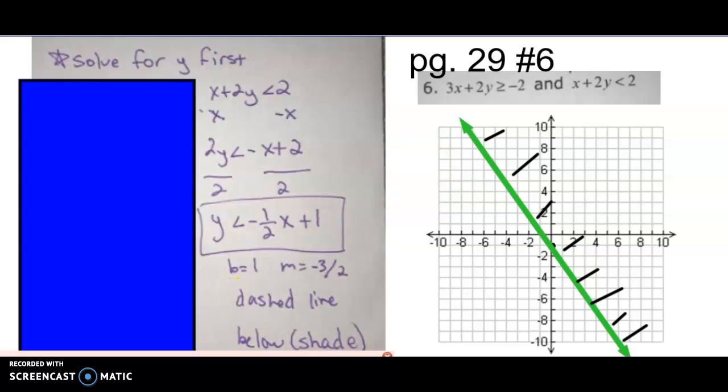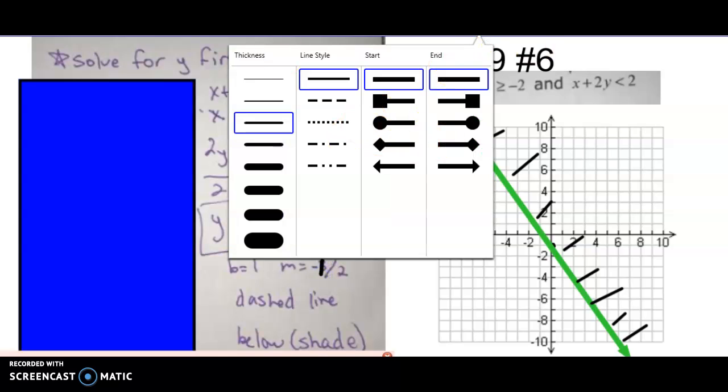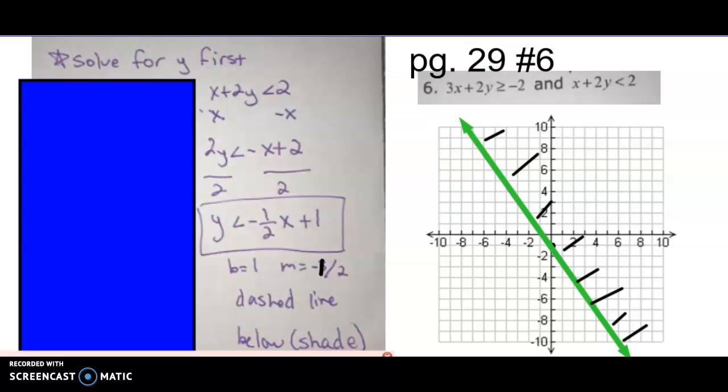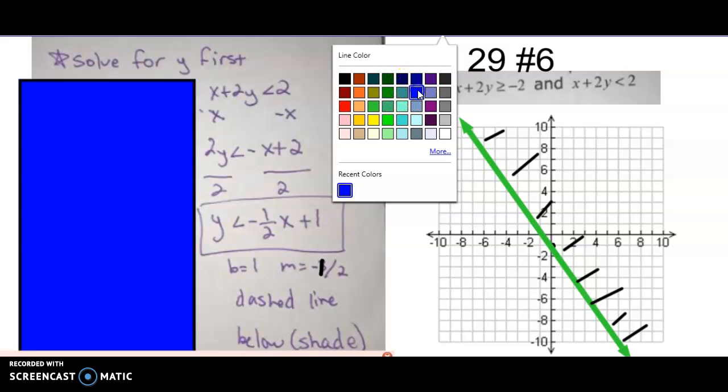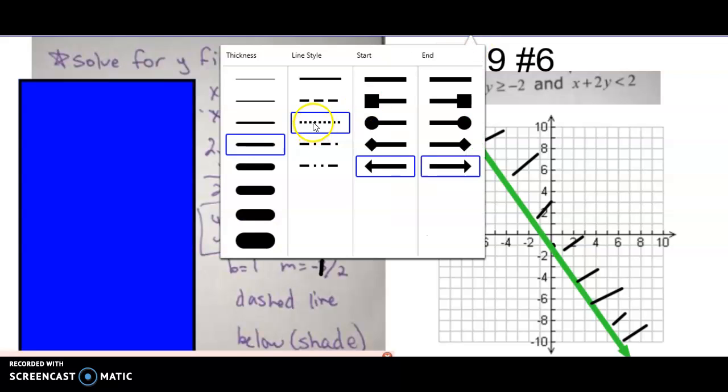Okay, so I'm going to plot that line using the y-intercept and the slope. I don't know why I put negative 3/2. Silly. I meant negative 1/2. See, here's a dashed line. I'll use a different color. It'll be dashed. Good. Okay.